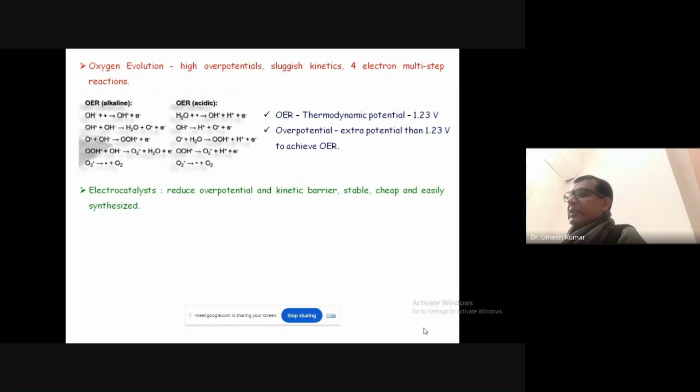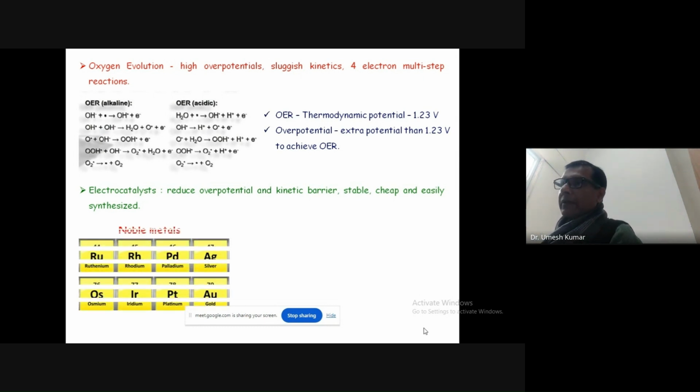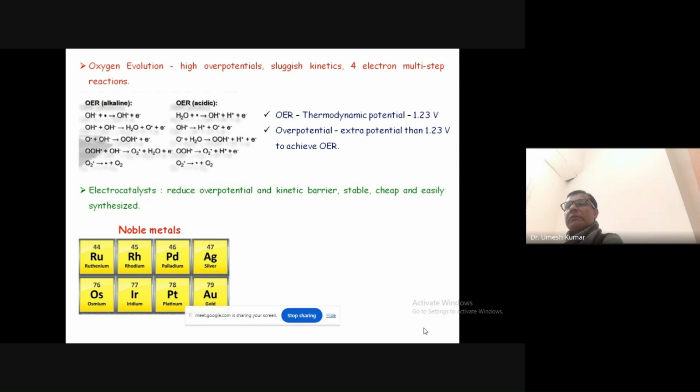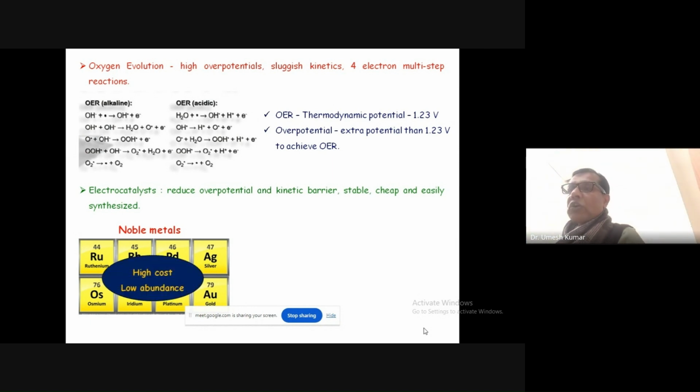The electrocatalyst will reduce the overpotentials and remove the kinetic barriers, and it should be stable, cheap, and easily synthesized. So people are using noble metal catalysts, and we all know that noble metal catalysts have been very useful for organocatalysis as well as electrocatalysis. But we all know they are very costly, with high cost but low abundance, and this limits the practical implications of noble metal catalysts.